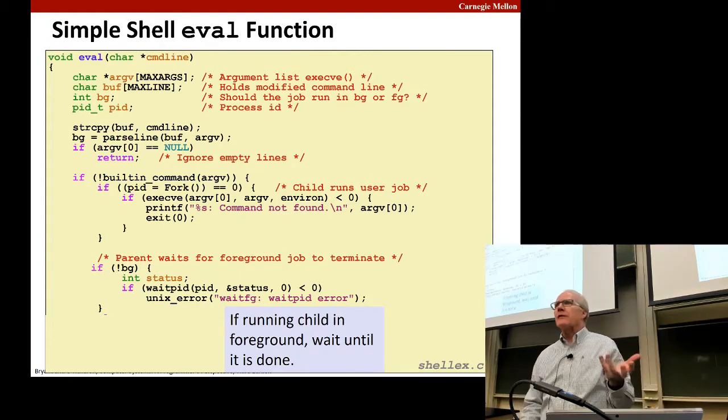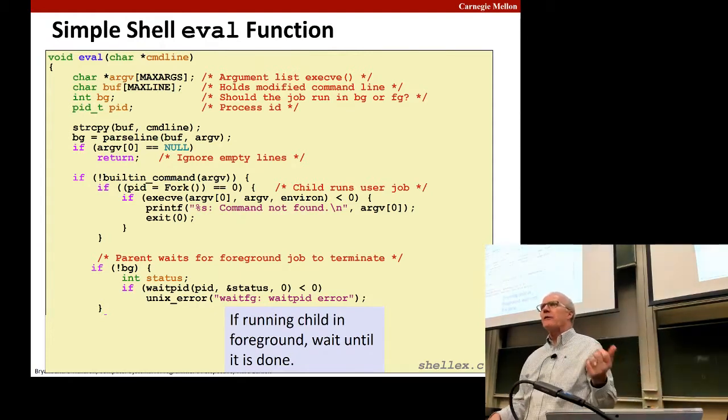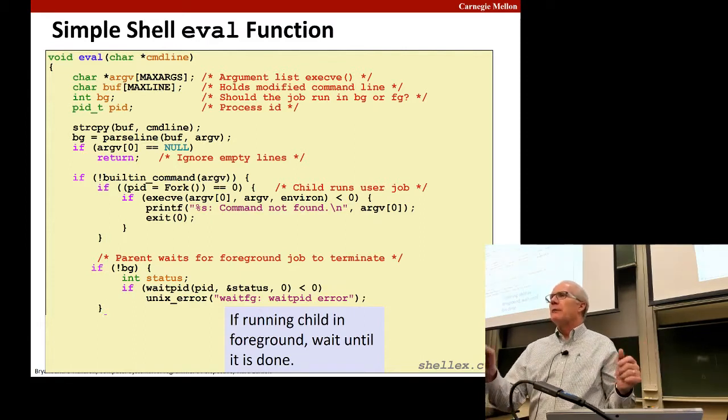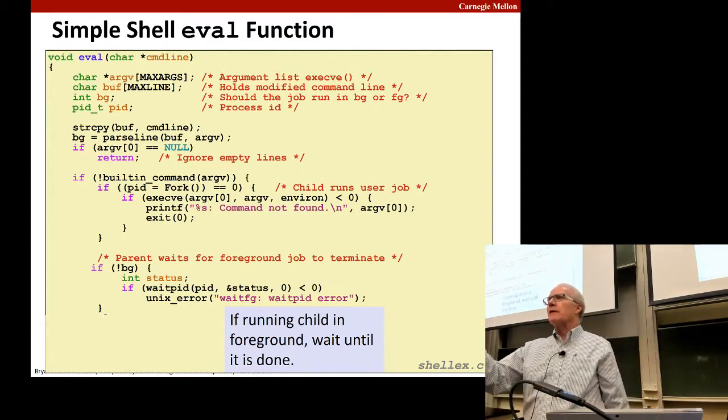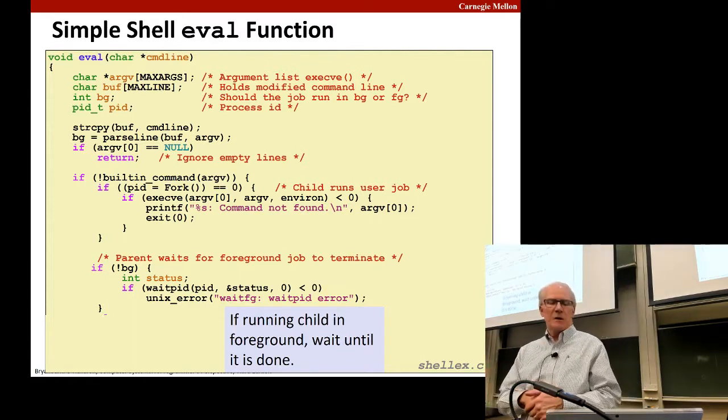But now we have this choice of, is this going to be a foreground or a background process? A foreground is the default, but for a background, if you put an ampersand at the end of the command line, you're saying, I want to execute this command, but I don't want to wait until it's done. I want the shell to come back and be able to do more commands.